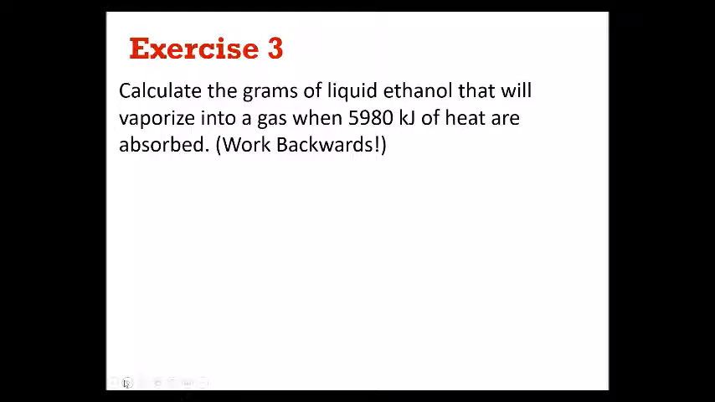The other way that they could give it to you looks like this, where they're giving you the energy and they want you to tell me what the sample size is. So calculate the grams of liquid ethanol that would vaporize into a gas when 5,980 kilojoules of heat are absorbed. So we're starting with the energy and now we're working backward to the grams. They could ask you something like this as well.